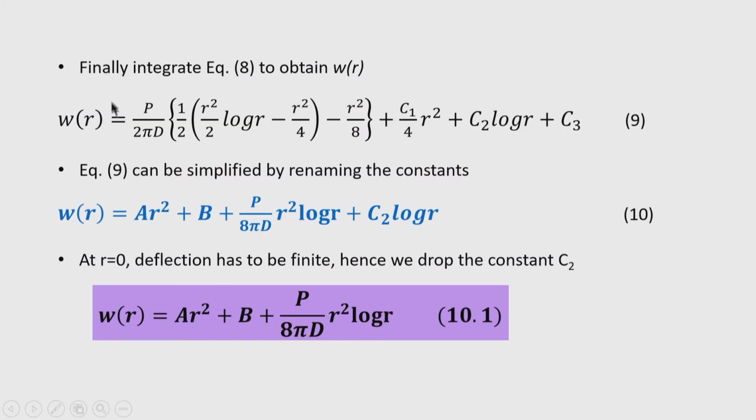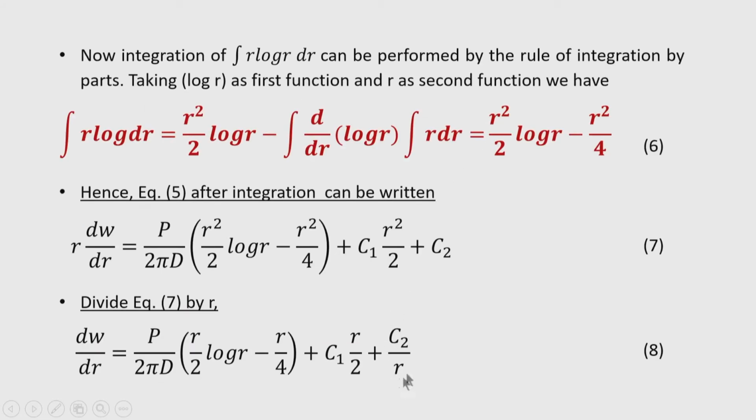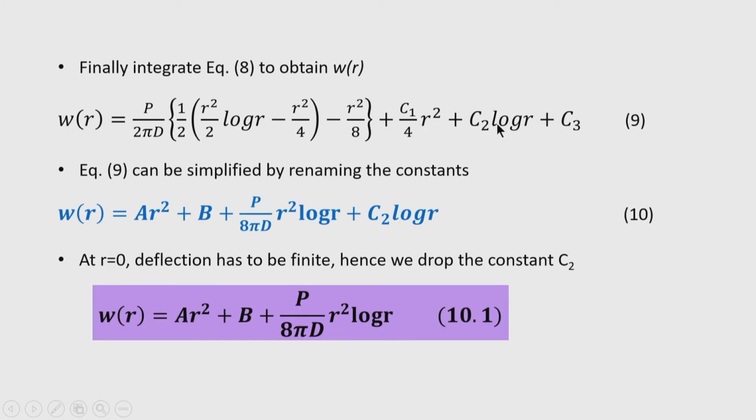Okay. So, P by 2 pi D, half [r square by 2 (log r minus 4)] minus r square by 8, plus C1 by 4 r square plus C2 log r, because the C2 by r term is there. So, after integration it becomes C2 log r, and the final constant is C3. After this step, no more integration is required, because we obtained w(r), that is, the deflected surface.